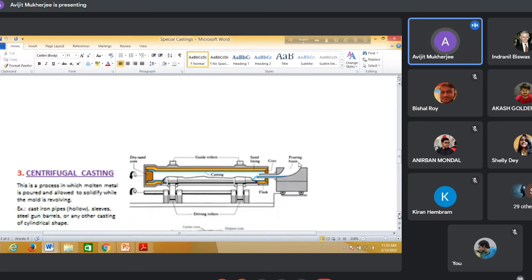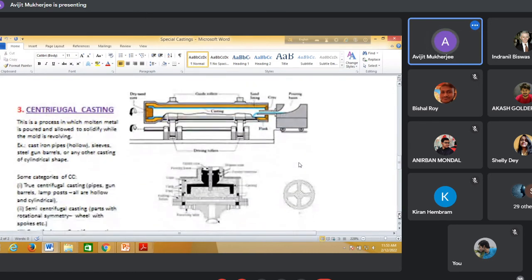Another mechanized system for mass production, automated system, is centrifugal casting, particularly for hollow casting, like say barrel, cast iron pipe, hollow pipe, then gun barrel, lamppost. All of you are familiar with this type of parts: cylindrical, hollow cylindrical, symmetrical.